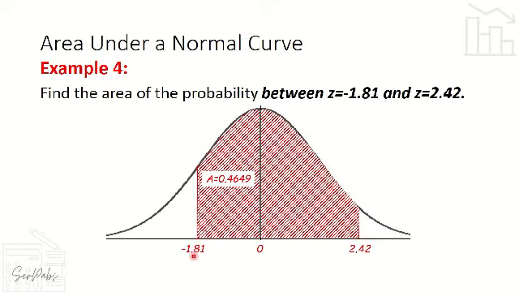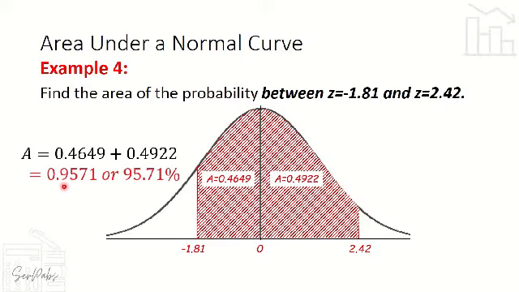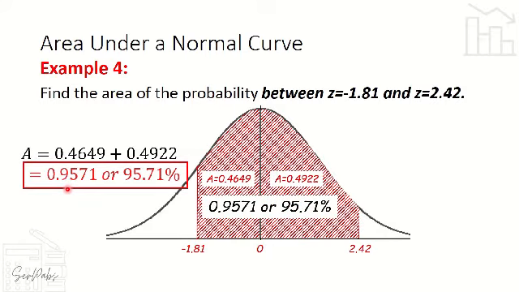So, yung area ng ating negative 1.81 ay 0.4649. Yung area ng ating 2.42 ay 0.4922 based on the Z-score table. So, pag pinag-add natin yung dalawang area, it will give us the result of 0.9571 or 95.71%. So, that will be the area between negative 1.81 and 2.42.